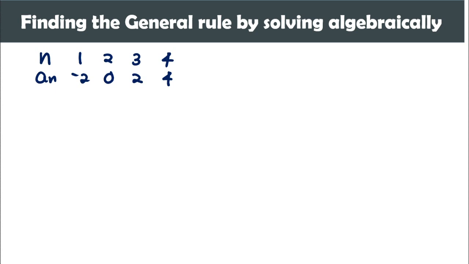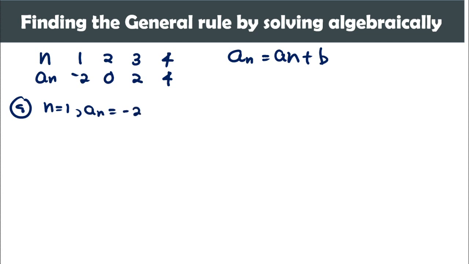So next is we're going to find the values of a and b. How to do that is we are going to substitute the value of n and a sub n to the linear equation, which is a sub n is equal to an plus b. First, if n is equal to 1 and a sub n is equal to negative 2, we're going to substitute these values to this linear equation.